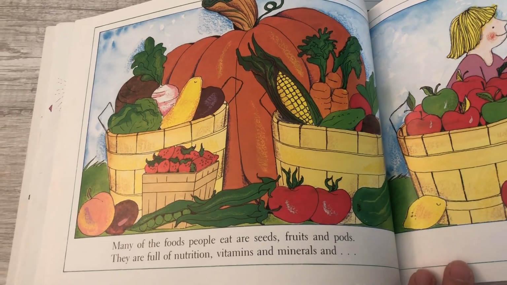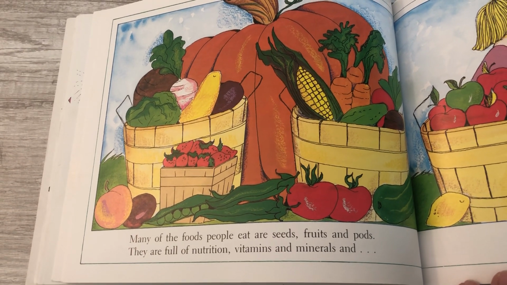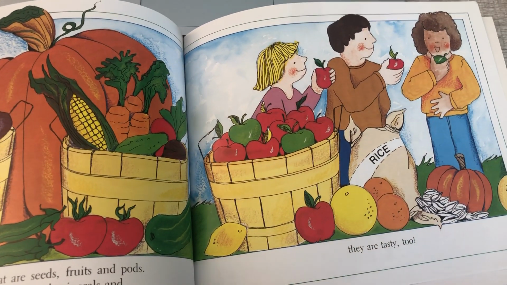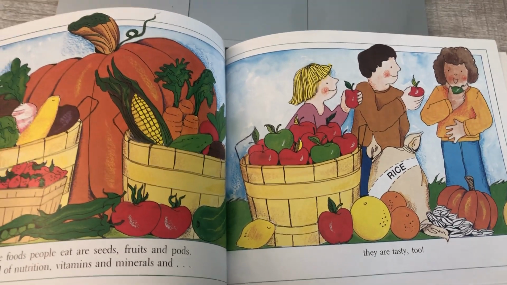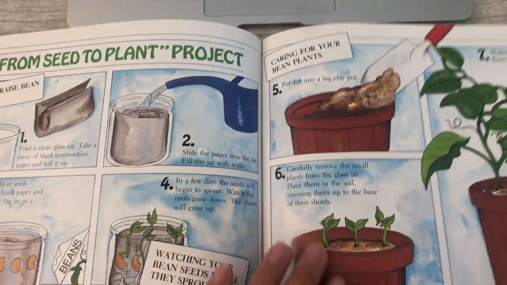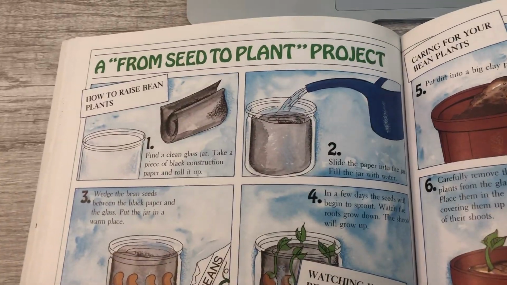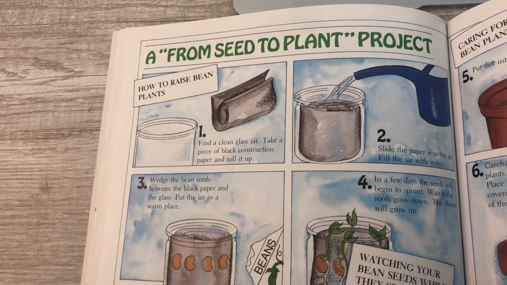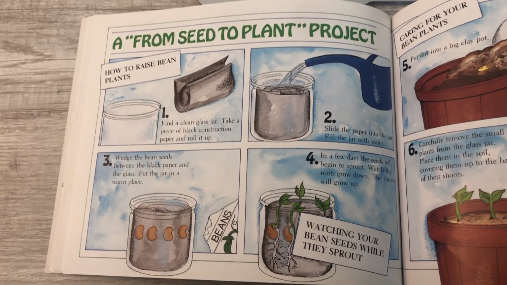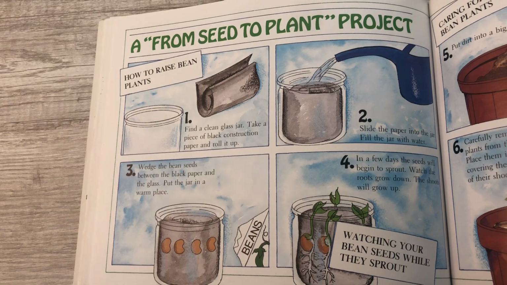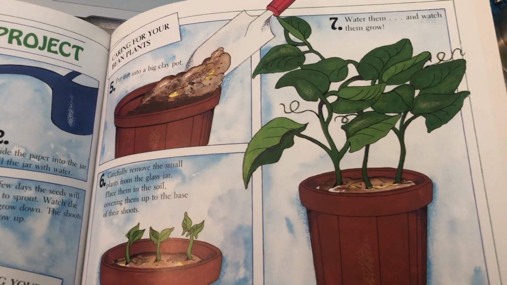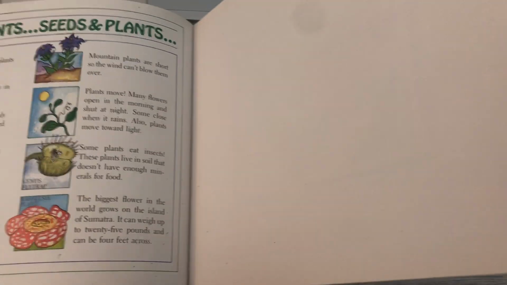Many of the foods people eat are seeds, fruits, and pods. They are full of nutrition, vitamins, and minerals, and they are tasty too. And then here is a project, or an experiment, on how to raise bean plants. I'm not going to read it, but I can take a picture of it and post it on Google Classroom, if you guys want. The end.